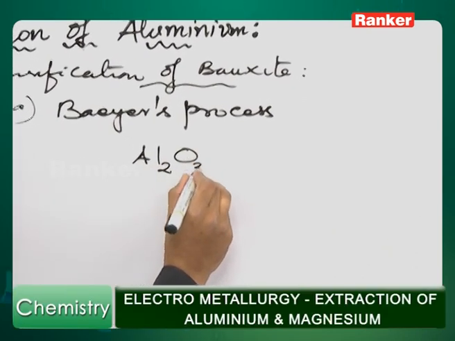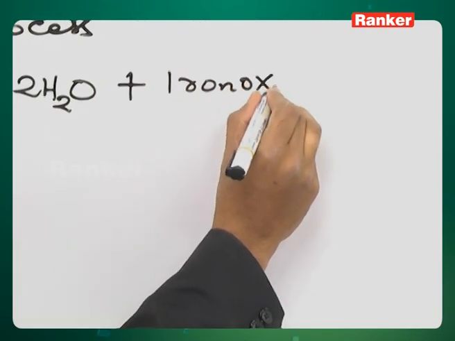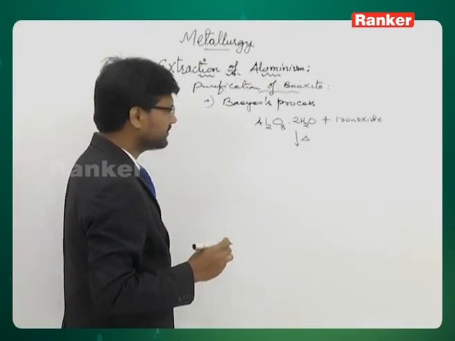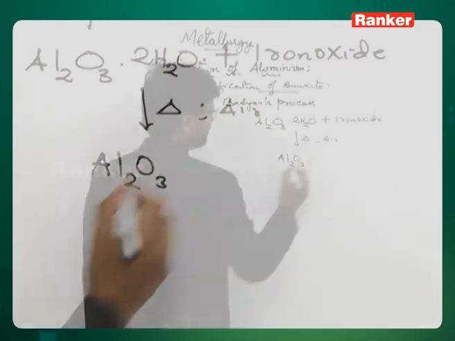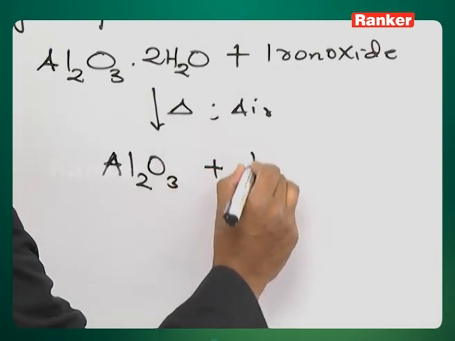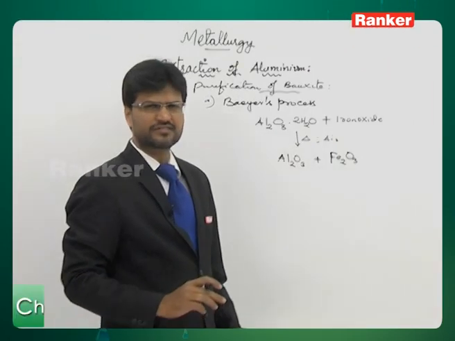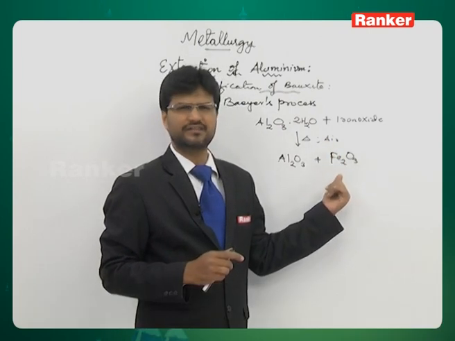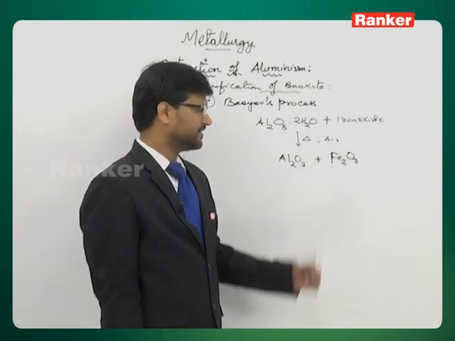I will show you with the help of this flow chart. Al2O3.2H2O plus iron oxide impurity. This is the impurity. This is first heated in the presence of air, then the bauxite will lose water of crystallization and the iron oxide becomes Fe2O3. Actually, here you have a mixture of mostly ferric oxide and some ferrous oxide. So during this process, all the ferrous oxide will get oxidized to ferric oxide. The idea is to transform the more basic oxide into a less basic oxide, Fe2O3.